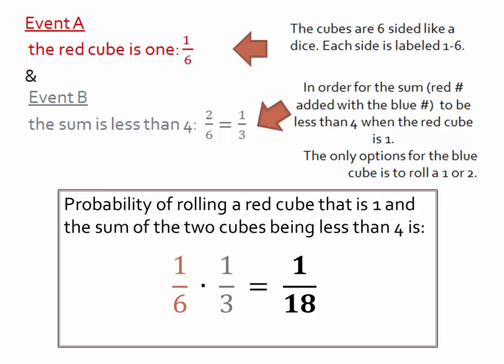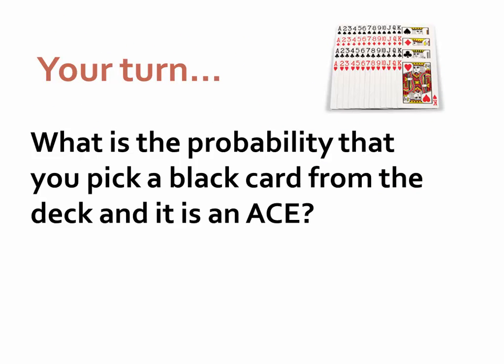Okay, I'm going to have you do one now. I want to know what is the probability that you pick a black card from the deck and it's an ace. How many cards are there? There are 52 cards in a deck, always. There are 13 in each suit. There are 2 suits that are red, 2 suits that are black.